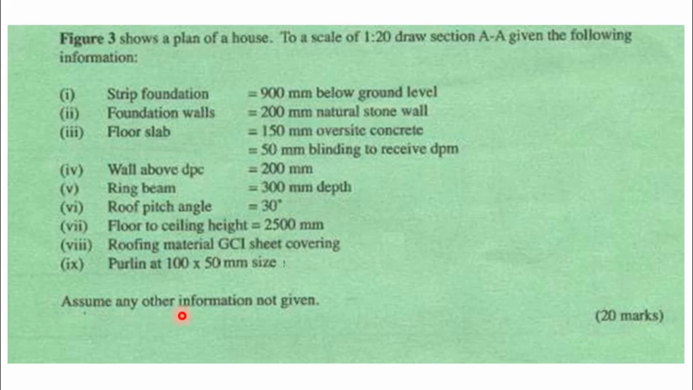So assume any other information not given. There's a lot of information that has not been given here. For example, the strip foundation size has not been given, hardcore size has not been given, height of the ring beam has not been given, the window details have not been given, the rafter has not been given, the purlin has been given but the rafter is missing. We also don't have the fascia board. So all that you have to assume. So there's a lot of information that we need to assume here.